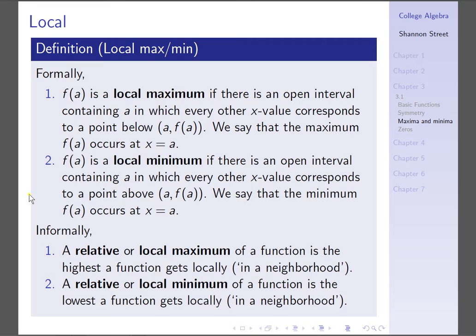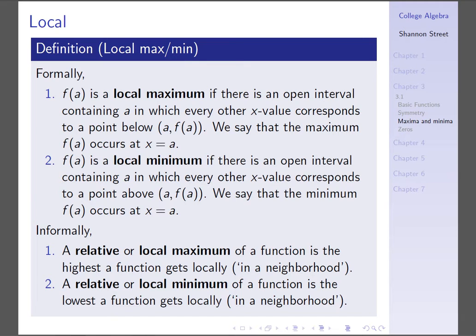So I kind of like to think of this more informally in the notes. There are a couple of other wordings that you may prefer. A relative or local maximum of a function is the highest that it gets locally. So in a little neighborhood, if all of the points around that point are lower, then it is a local maximum. And on the other end of things, if all of the points in a neighborhood are higher than a point that you're looking at, that point is a local minimum.